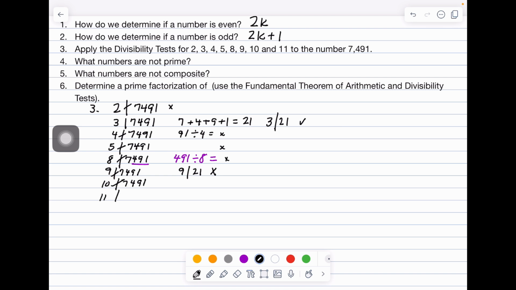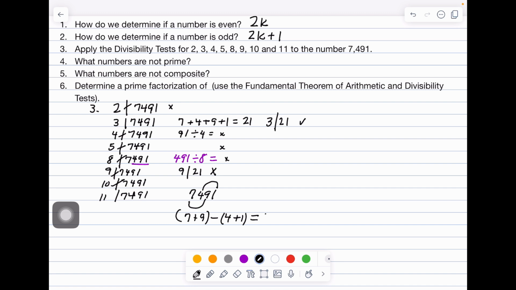And then 11. All right, so 11's the one we talked about in class today. What you do is you add the even and odd positioned digits. So like 7 and 9 would come first. So I add them together. And then I'm going to do the same thing with the 4 and the 1, but I subtract those 2 sums. So add the position digits, subtract those.